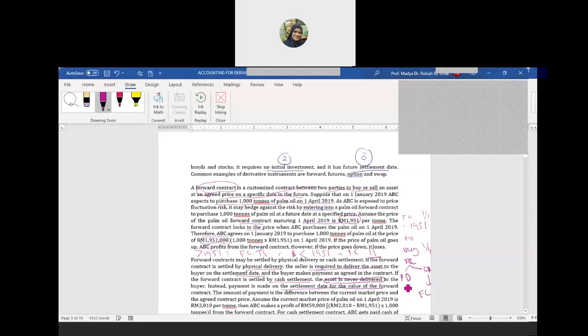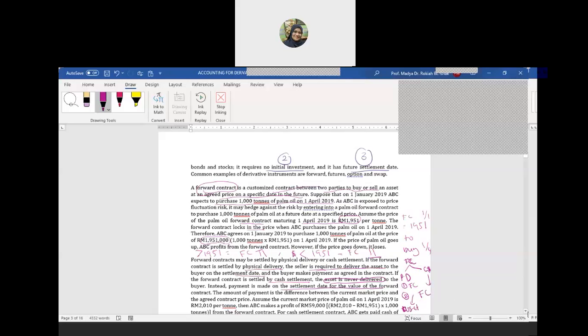If there is a physical delivery, you're going to settle two items. You're going to settle the forward contract, and at the same time you need to buy or sell the asset. So if you want to buy with a physical delivery, you're going to buy the asset, or settle the liability, and then you're going to settle the forward contract. But if it is only a cash settlement, we only settle the forward contract.